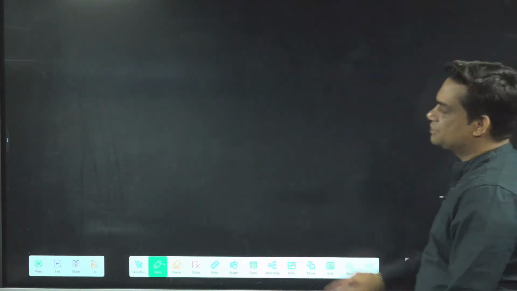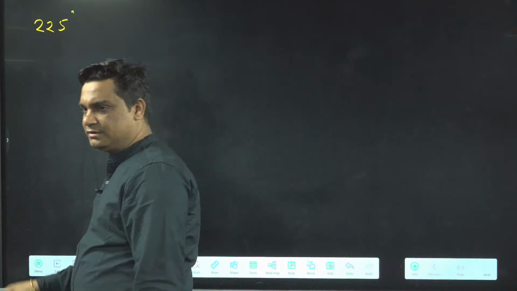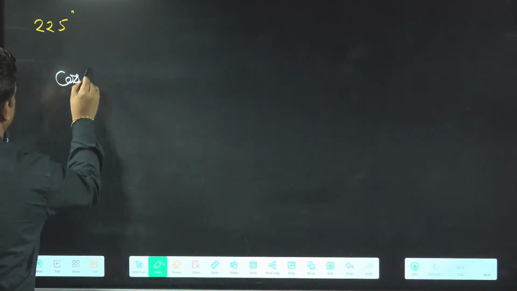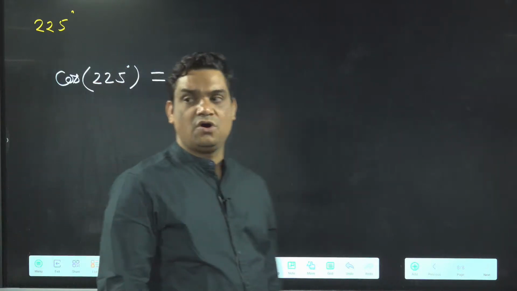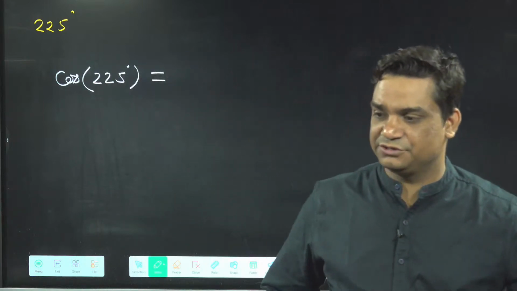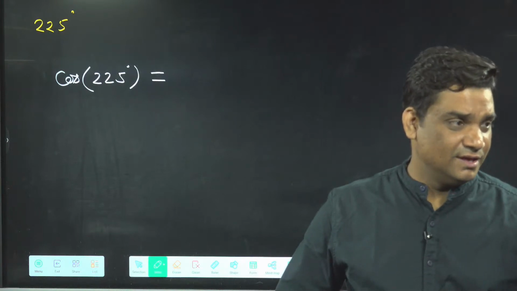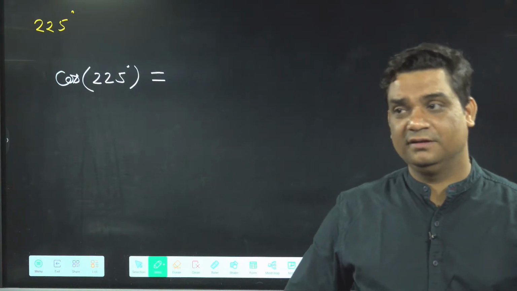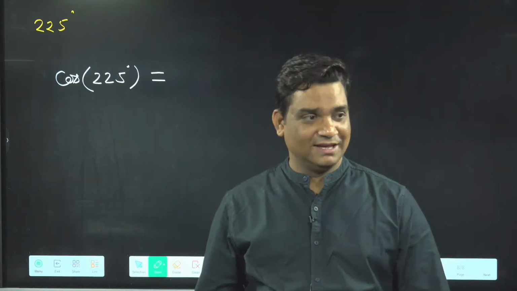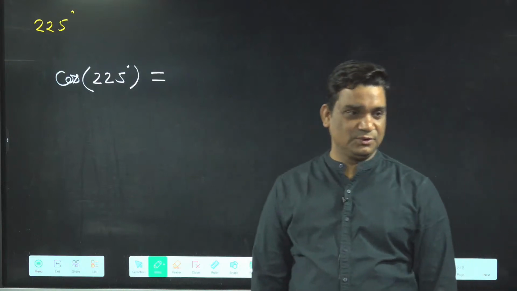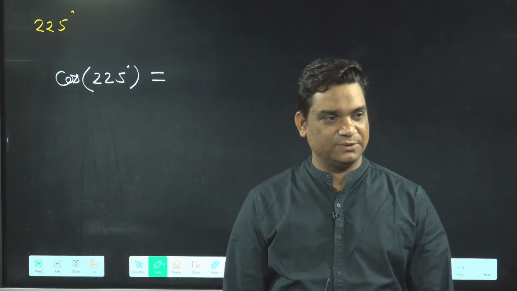Now we will write the next one here. 225. What can I take? Cos 225. Tell me the answer for this one, tell fast. Cos 225. This much time will not be there, you are taking so much time. It is going to be minus 1 by root 2. A lot of people are saying minus 1 by root 2.